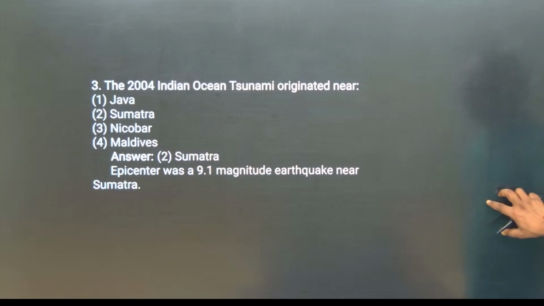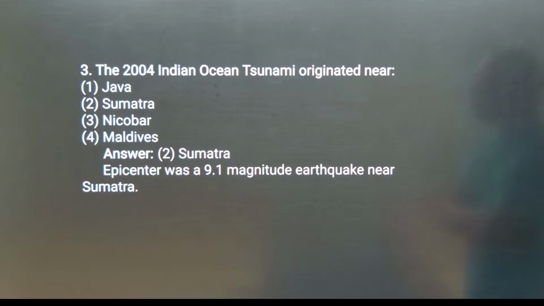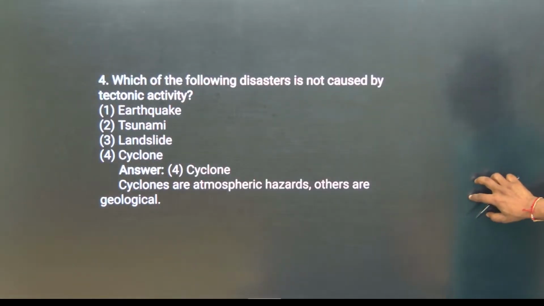2004 Indian Ocean tsunami originated near Sumatra. The epicenter was a 9.1 magnitude earthquake near Sumatra Island, Indonesia.